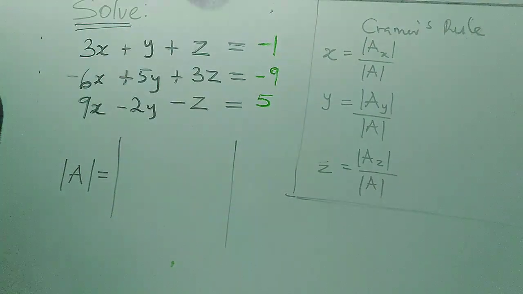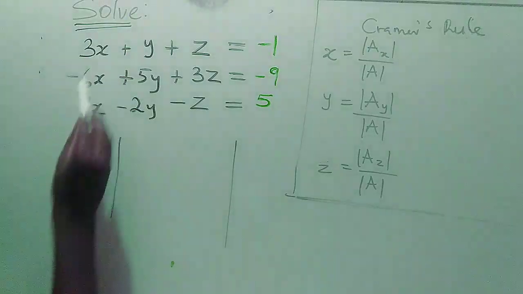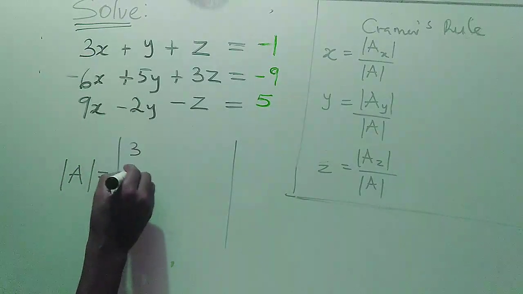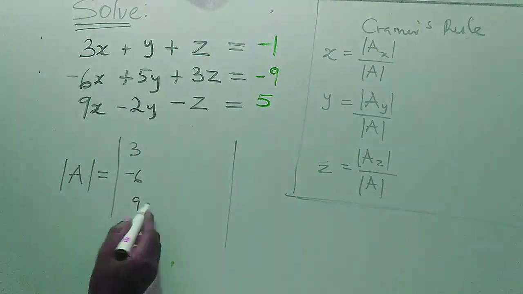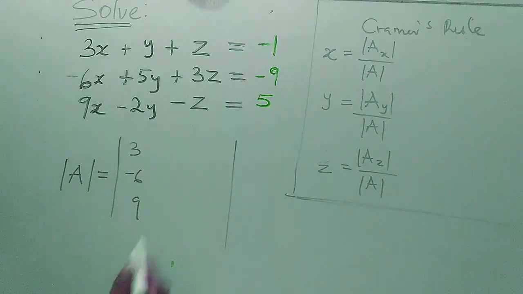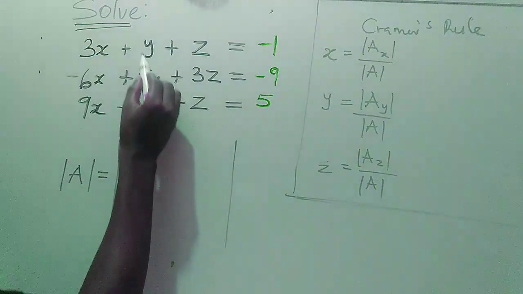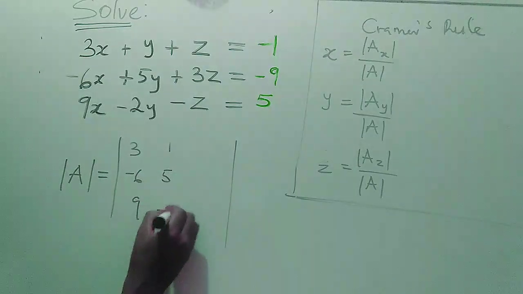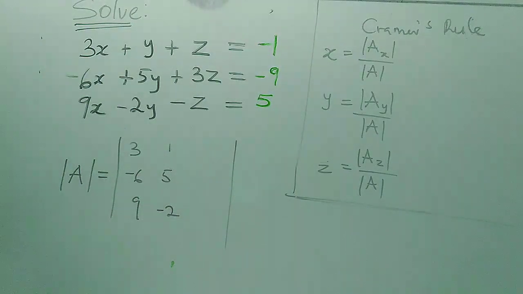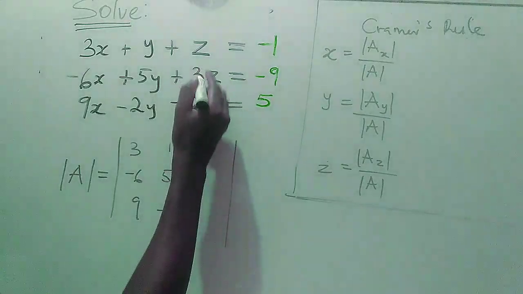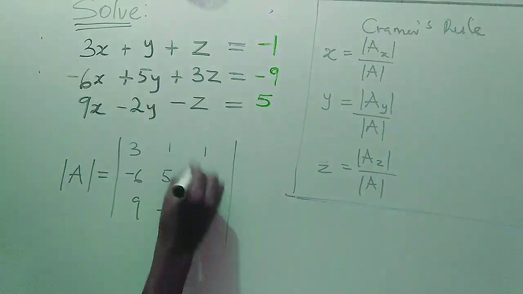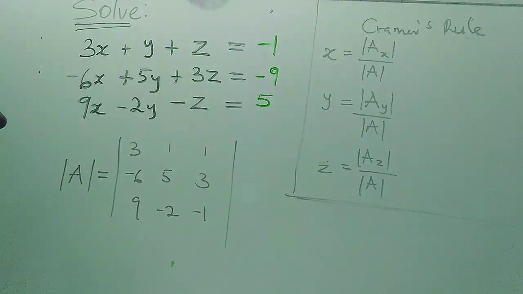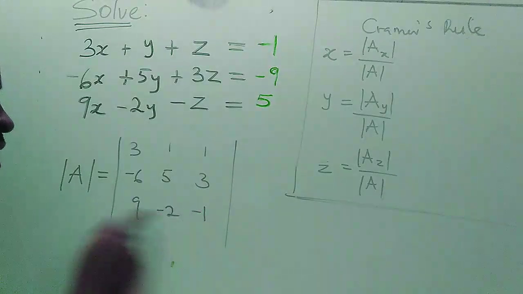So let's look at the coefficients of X. We have 3, minus 6, 9. So that occupies the first row. Let's look at the coefficients of Y. 1, 5, minus 2. Let's look at the coefficients of Z. 1, 3, minus 1. So this is the determinant of A.